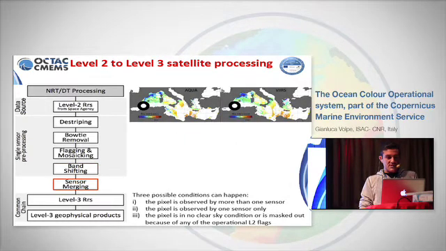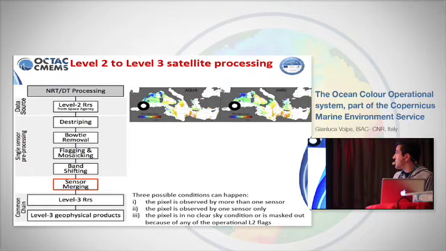Now we have all the ingredients for merging the sensors. These are two snapshots from Aqua and VIIRS, showing the remote sensing reflectance at 443. Three possible conditions can happen. The pixel or the area is observed by both sensors, or only one of them was able to look at it, or it is discarded by both.